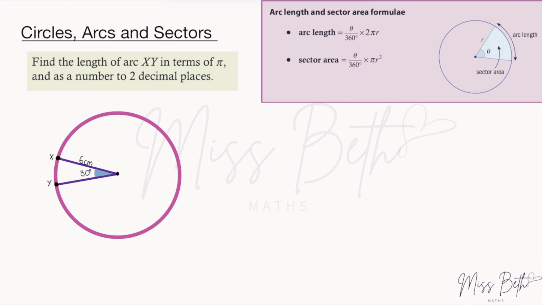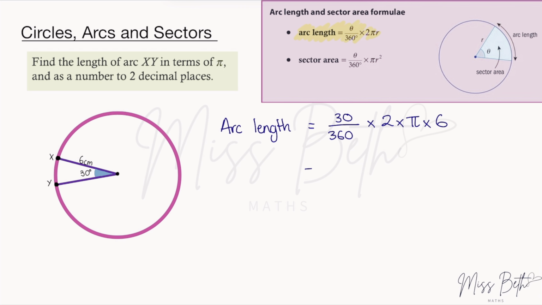Now we are moving on to a question about the length of arc XY, and we want to find this in terms of pi and as a number to 2 decimal places. So the formula that I'm using this time is arc length. We want theta over 360. So arc length is going to be equal to 30 over 360, and then I am multiplying by 2 times pi times the radius, which is 6.